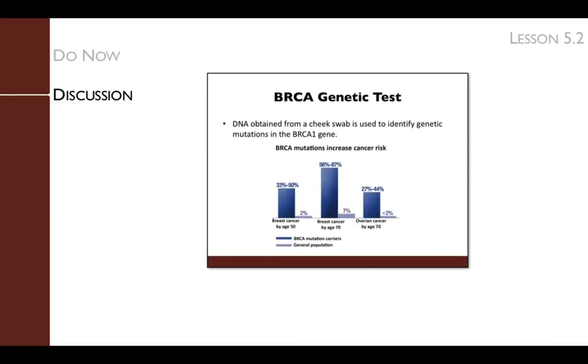The third type of screen in common use is a genetic test. The example given here is the BRCA test that is used to detect inherited mutations in the BRCA proto-oncogenes that increase the likelihood of developing severe forms of breast and ovarian cancer.